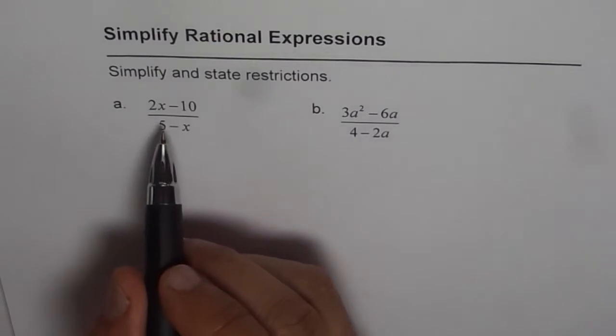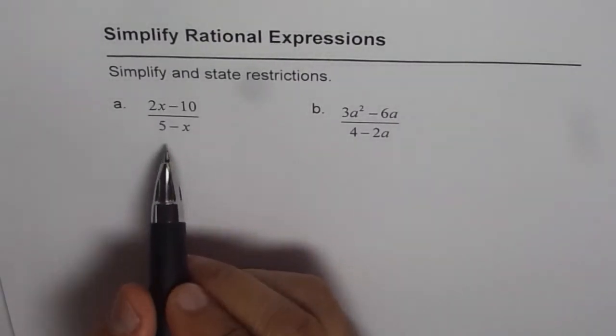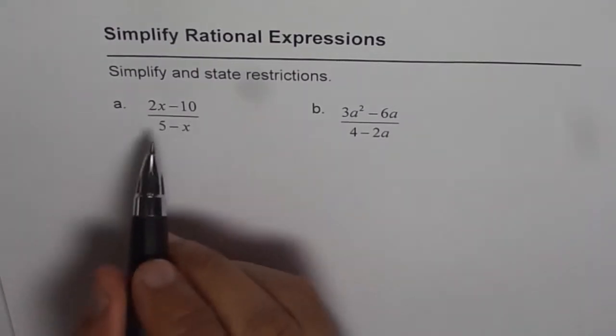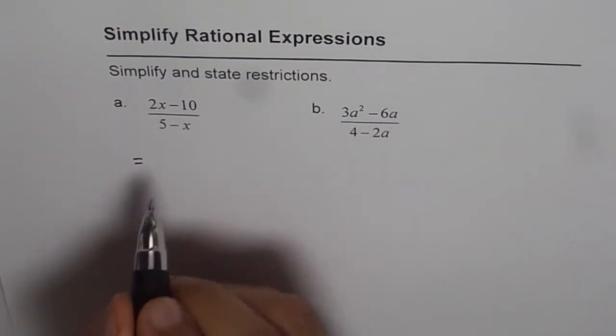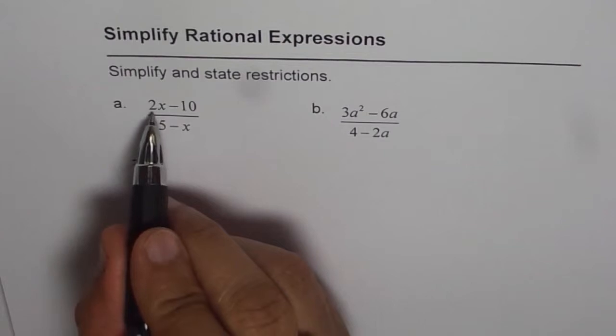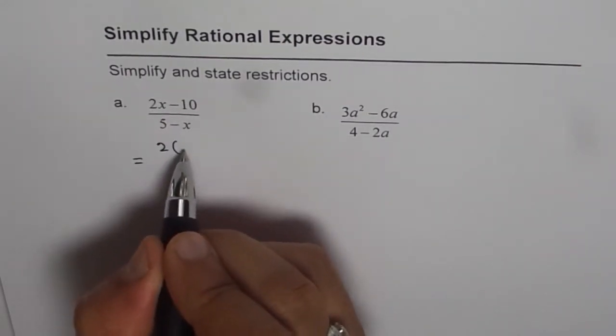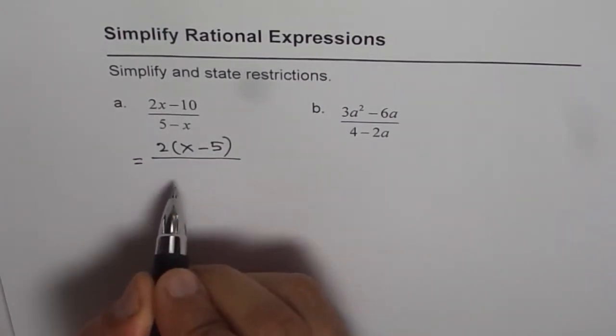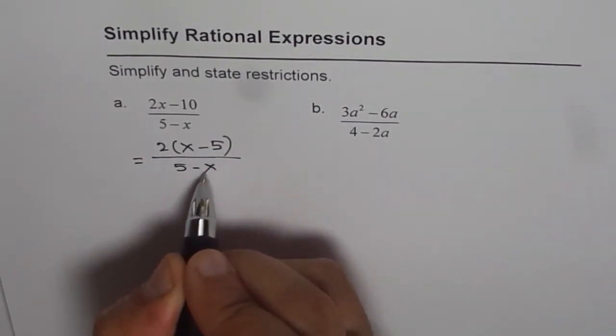Well, the steps are, first let us factor, right? Let's factor both numerator and denominator. Well, the denominator is already in the factored form. In the numerator we can take 2 common. So if I take 2 common, I'm left with x minus 5. In the denominator, we have 5 minus x.